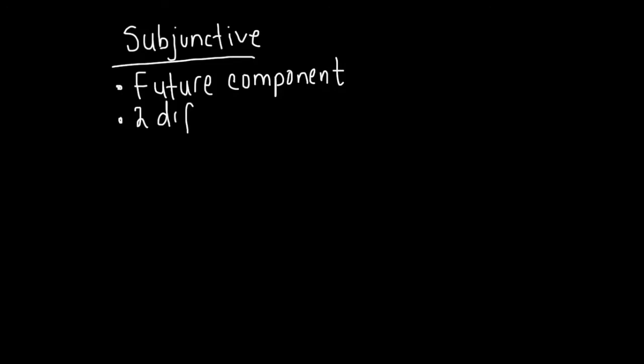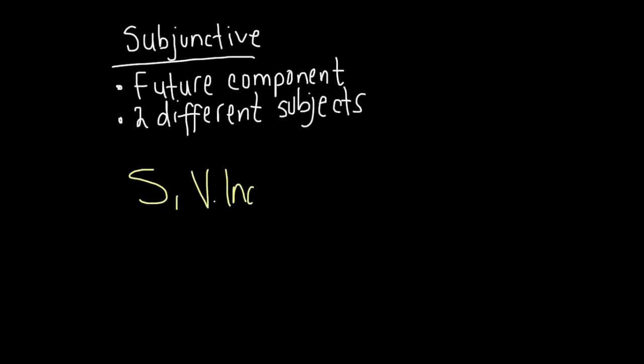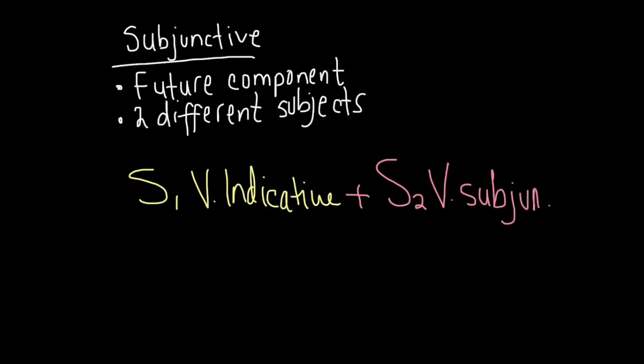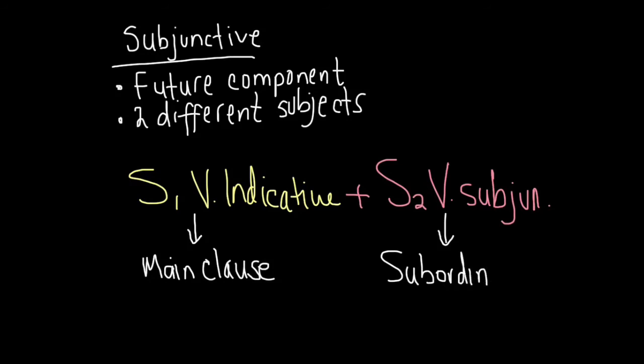So in sum, we use the subjunctive to express wishes or emotions or to make recommendations or to speculate about something that might happen in the future. In general, there is a future component to what we want to express and two different subjects that are performing two different actions. The first part of the sentence is the main clause, and it involves the subject one with the verb in indicative. The second part of the sentence has a subject two with the verb in subjunctive. This one is the subordinate or dependent clause.